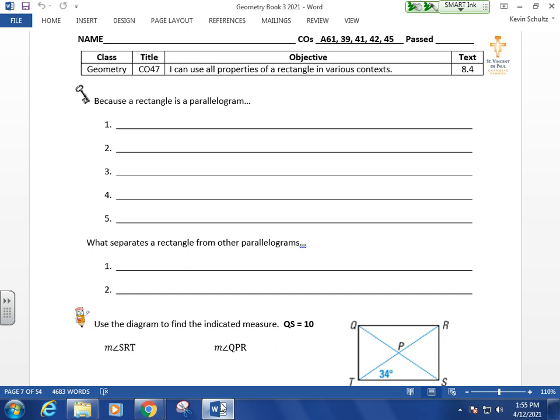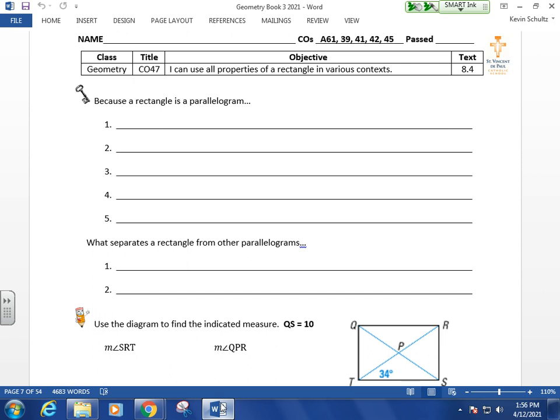So we're starting very similarly to how we started in CO46, because like we talked about, the parallelogram family basically has 3 parts to it. You've got a rhombus, you've got a rectangle, and you've got a square. All 3 shapes share the same 5 characteristics, right? And there are certain things that separate one from another. So because a rectangle is a parallelogram, what do we already know about it?